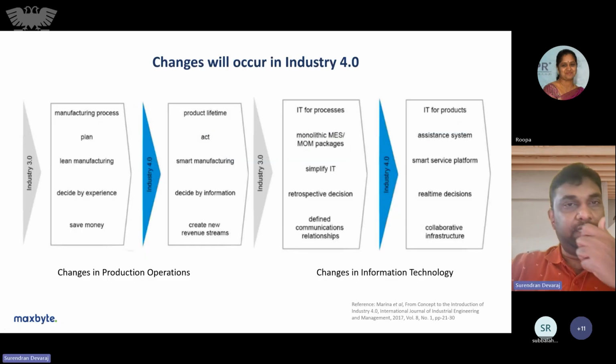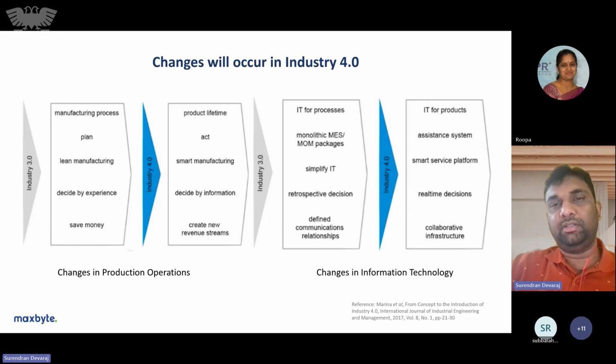But what is the key difference between Industry 3.0 and 4.0? Even though we talk about 5.0 or 6.0, whatever the numbers may be, a lot of industries are coming up with adoption of this technology. Whatever we talk about in terms of operations, manufacturing process or lean manufacturing, we go with experience-based decisions. Now it has converted into a product lifetime view, where we talk about smart manufacturing, and we make decisions more by data information rather than by experience. And how can we create new revenue streams inside the organization, which can help them financially as well as bring in new cutting edge technologies.